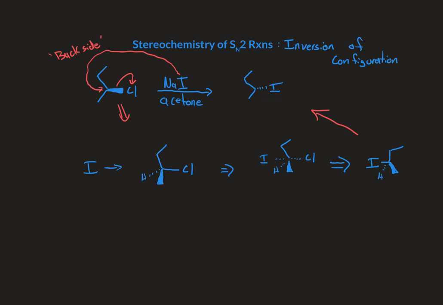And so SN2 reactions occur with complete inversion of configuration. If this Cl is on a heavy wedge, the I is going to be on a dashed wedge. And if that Cl was on a dashed wedge, this I would have been on a heavy wedge.